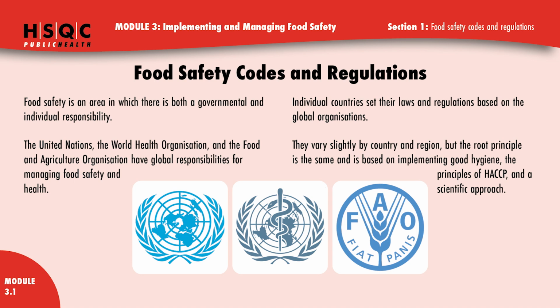Module 3, Section 1, Food Safety Codes and Regulations. Food safety is an area in which there is both a governmental and individual responsibility. The United Nations, the World Health Organization, and the Food and Agriculture Organization have global responsibilities for managing food safety and health. Individual countries set their laws and regulations based on the global organizations. They vary slightly by country and region, but the root principle is the same and is based on implementing good hygiene, the principles of HACCP, and a scientific approach.